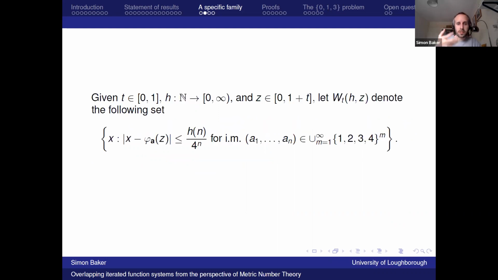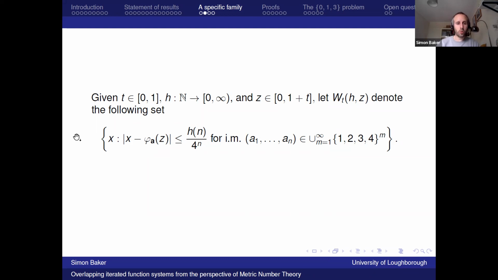So just to establish a bit of notation here, for this family of iterated function systems, I'm going to denote by W_t(h, z) this limsup set. H is again just going to be a function from the natural numbers to the positive reals. I divide by 4 to the n because I have 4 maps and I'm looking in one-dimensional Euclidean space. I'm interested in approximations provided by the image of z under the word a with this error h of n divided by 4 to the n. The dependence on t comes in the maps. The way I've written it, you don't see the dependence, but these maps depend upon t.